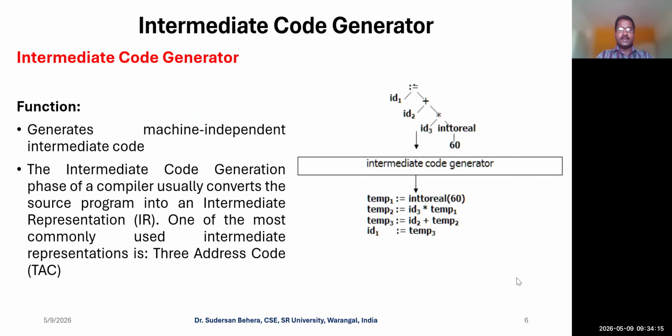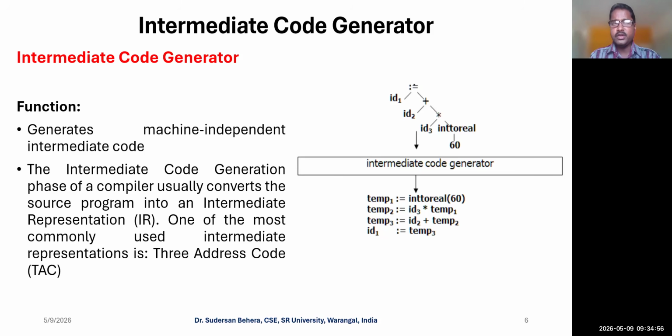It generates machine independent intermediate code. Machine independent in the sense that it is not dependent on the underlying architecture of the machine, like the number of registers present in your system, the general purpose registers, the instruction set, the addressing mode, and the operating system running. All these things it does not bother about. Irrespective of the machine architecture, this code runs smoothly in any system. That is why it is called machine independent intermediate code.